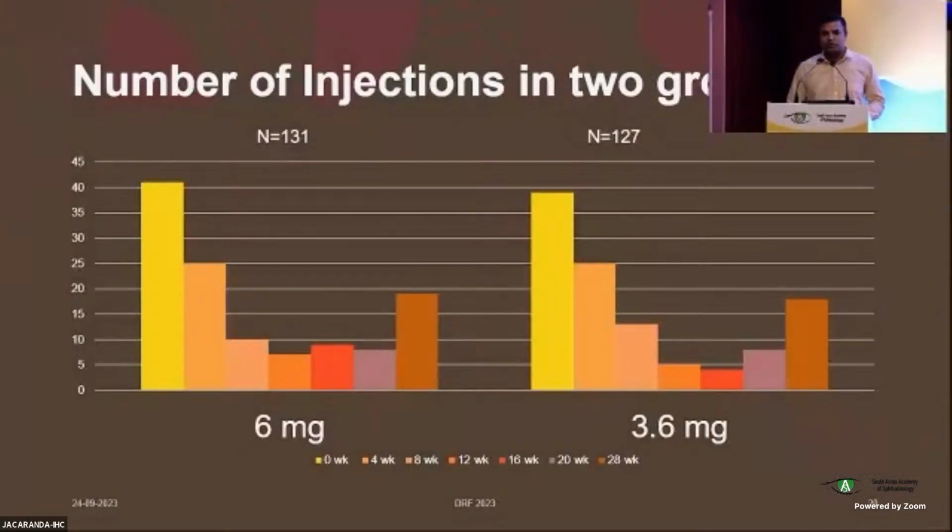But the most important question which has been asked is the number of injections, did they differ? So the number of injections were similar in the two subgroups, with 131 injections in the 6 milligram subgroup compared to 127 injections in the 3.6 milligram subgroup. Very interestingly, if you have all noticed, once we came to the 28-week time, the number of injections have slightly increased and our vision has also slightly reduced. This thing we have not been able to explain per se in our study, but this was an interesting thing to note.